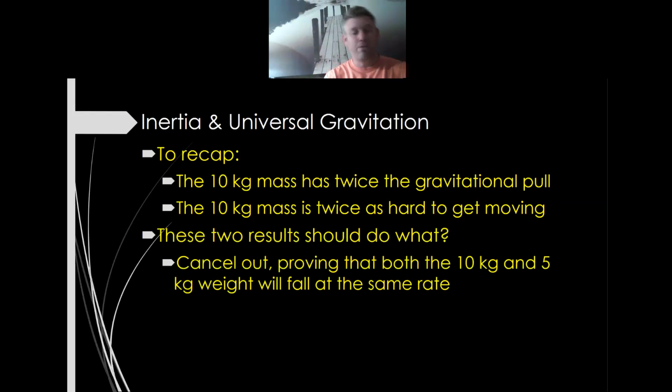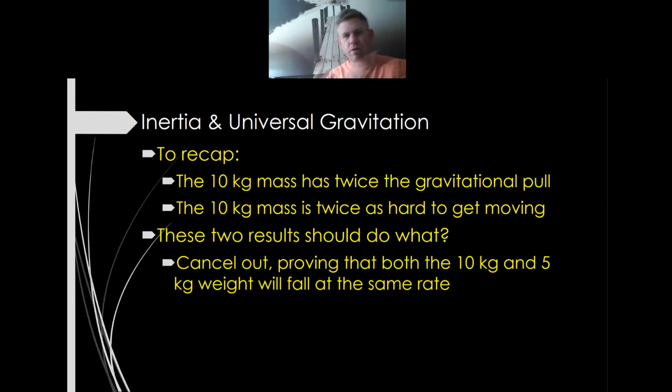Correct, they should cancel out, proving that the 10 and the 5 are going to fall at the same rate. So now this is a whole huge convoluted way of trying to show that yes, your middle school teachers were correct. Objects do drop at the same rate. But there's a little bit more at play than just saying they drop at the same rate. There is this concept of inertia.